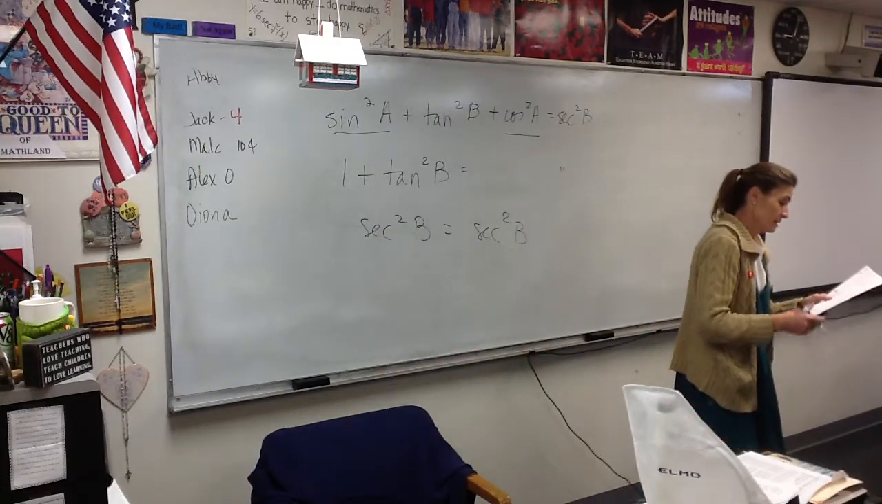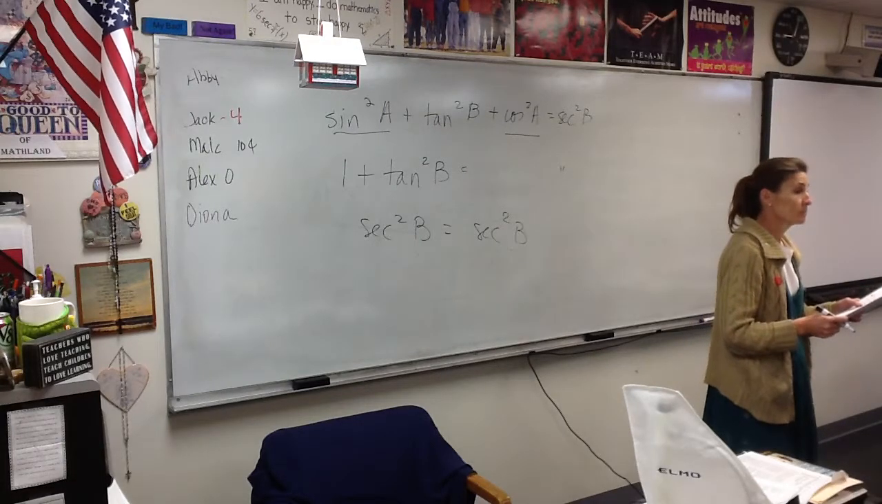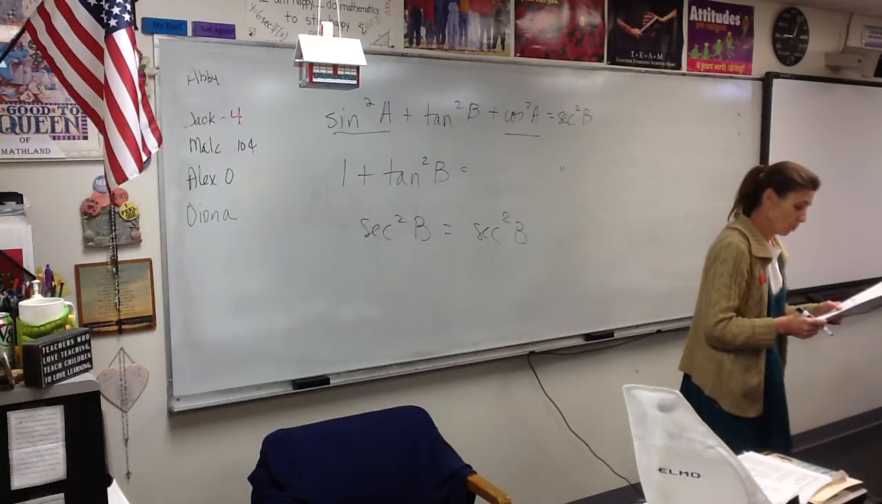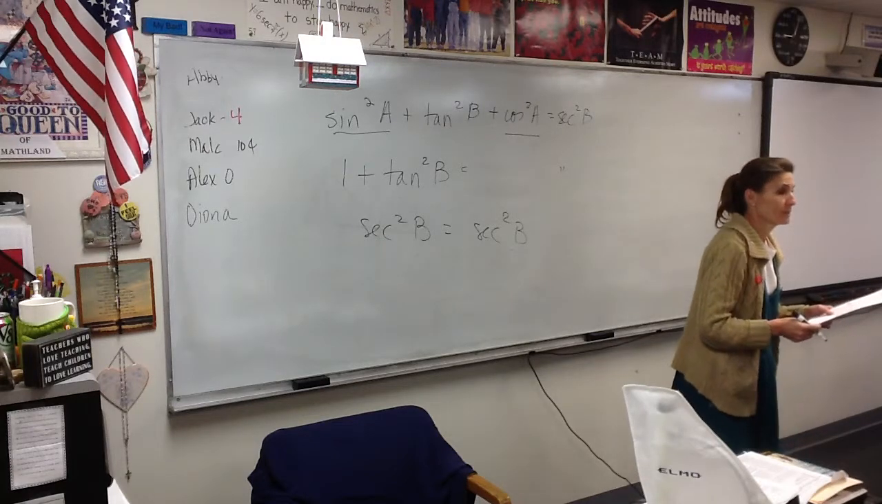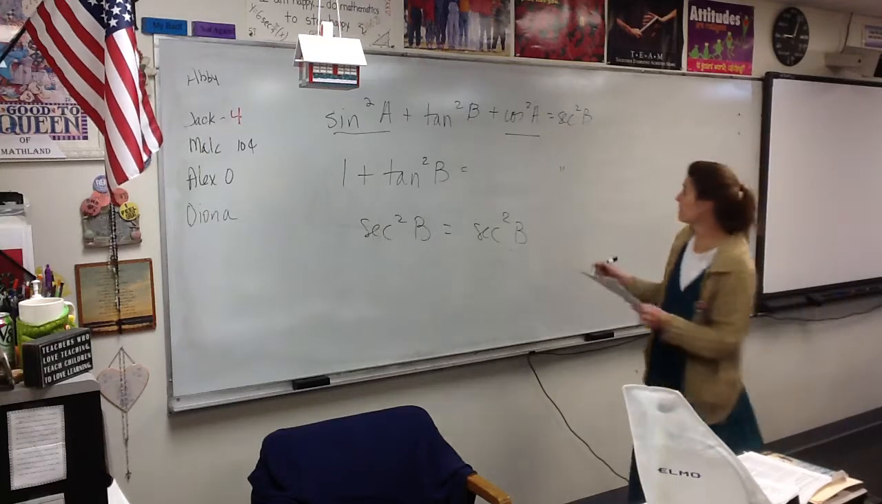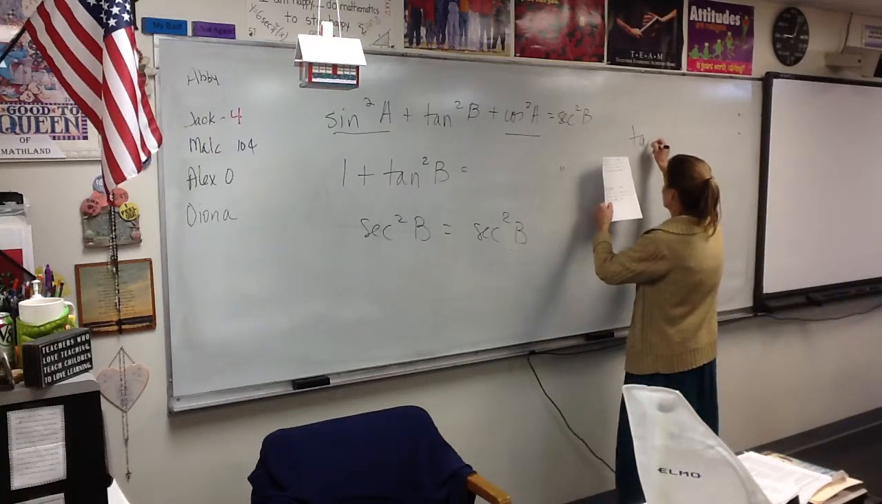Okay, down at the bottom, number one. Tangent. Number two. Cotangent squared. Number three. One. Number four. Negative sign. Okay? And then they got to verify here on this quiz.